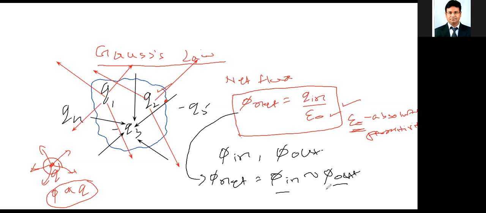Now, here we can understand one very small thing. If the flux coming inside is greater than the flux going outside, then I can simply conclude that the negative charge inside the Gaussian surface is greater than the positive charge.